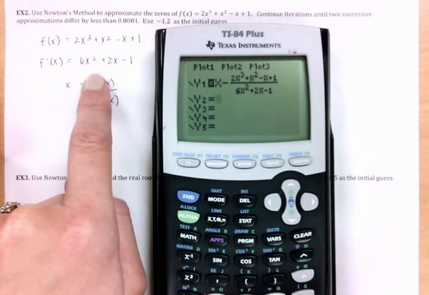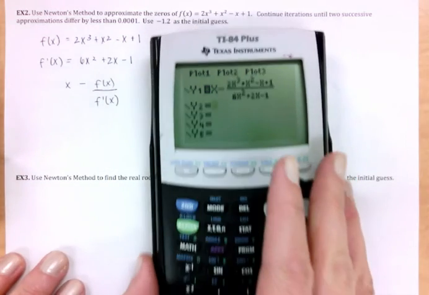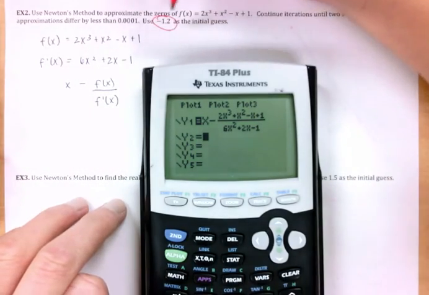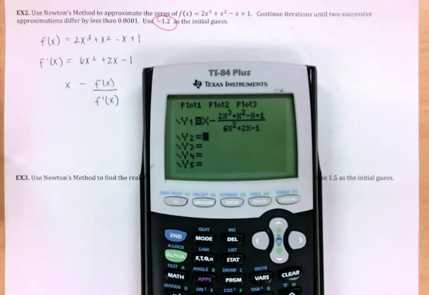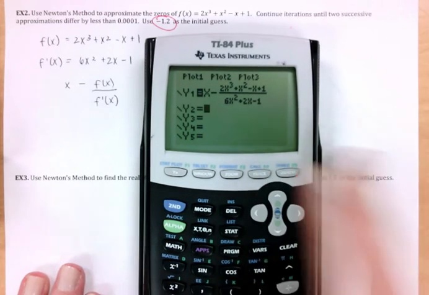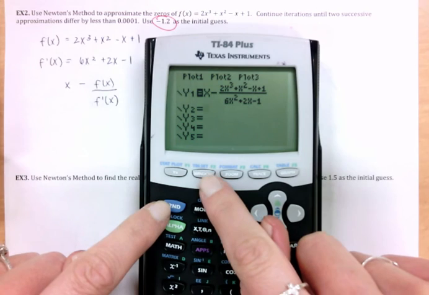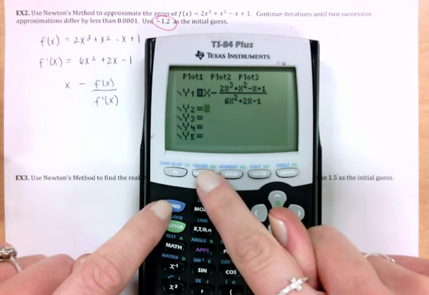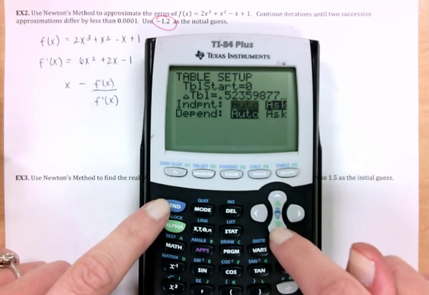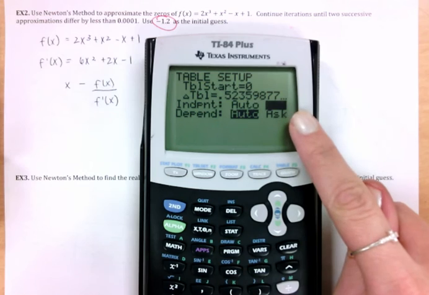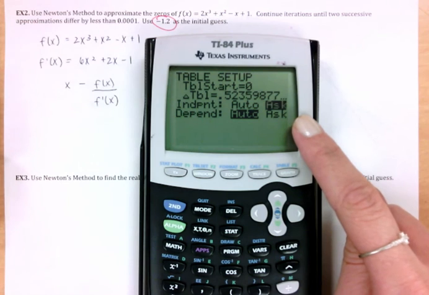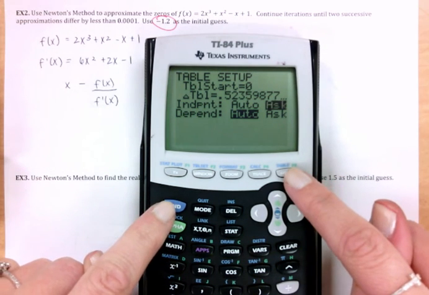So I want to be able to plug in a few different things. They told me that my guess should be negative 1.2. So I need to tell my calculator to start at negative 1.2. There's a few different ways you could do this. I'm going to show you using your table. If you go to your second window, you'll get to your table set. I want to be able to tell it where to go, so I don't want it on auto. Do make sure it's on ask. I want to be able to tell it start at negative 1.2. So make sure it says ask, and then go to your table.